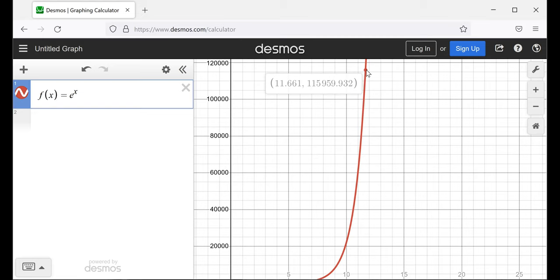Why does the exponential function grow so fast? Well, we can now approach that question from a calculus point of view, by remembering that the exponential function is its own rate of change. So when x is 11.661, the exponential function is about 116,000, and it's growing at a rate of 116,000. So the exponential is the opposite of the logarithm. For the logarithm, when x gets big, it causes the rate of change to get small. For the exponential function, when x gets big, it causes the rate of change to get big.